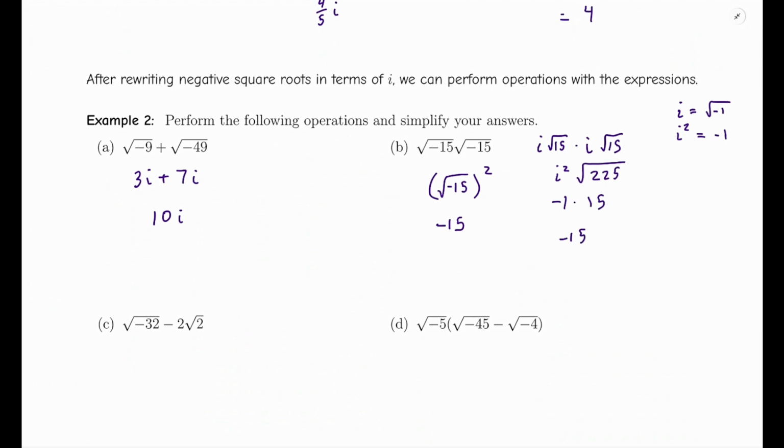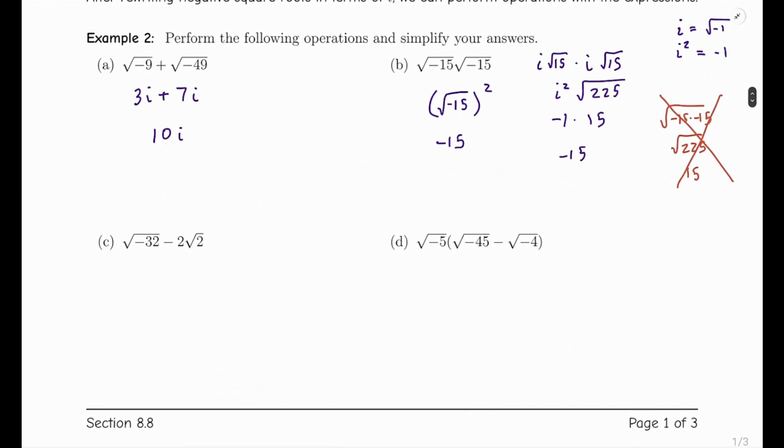So you see you get the same answer either way, but notice if you would have done this as the square root of negative 15 times negative 15, which we did earlier in this chapter, that would be the square root of 225, which is 15, because a negative times a negative is positive, and the square root of a positive is positive. So that's why when you multiply square roots, you can only combine them if they're both positive. This does not work when they're negative.